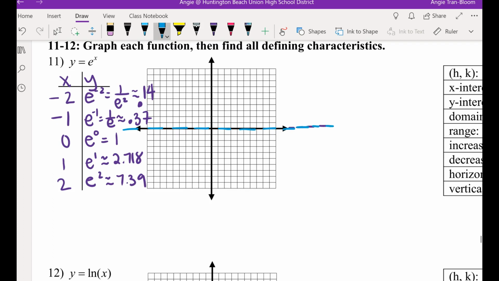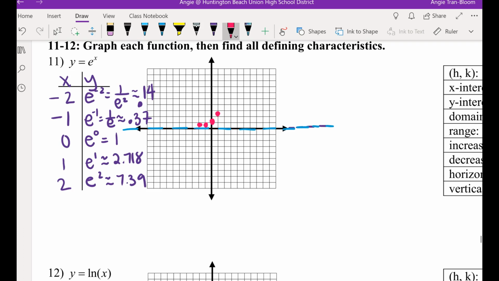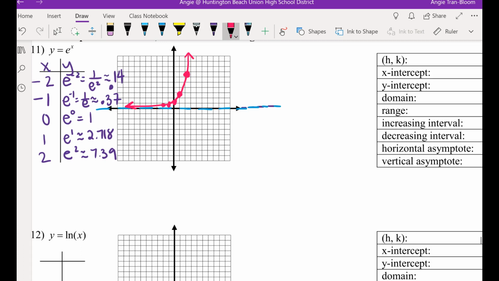Okay. Let's plot it in. Ready to go? Negative 2, super close to the asymptote. Negative 1, still super close. 0 is now 1. 1 is about 2 and some change. And 2 is going to be 7 and some change. Is the shape the same as all the exponentials that you've studied so far? There's no difference.